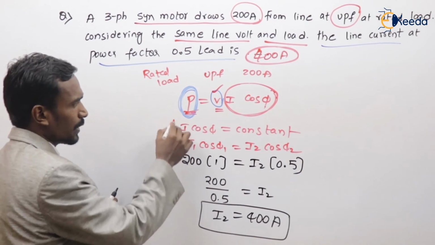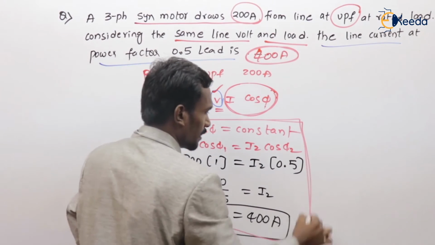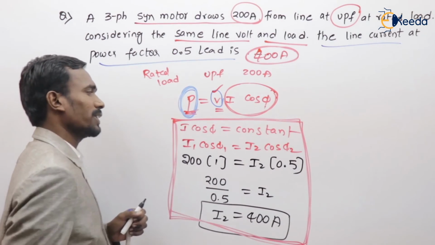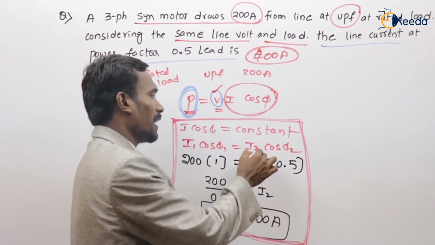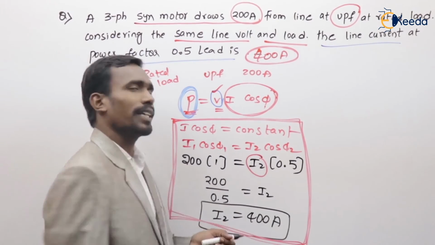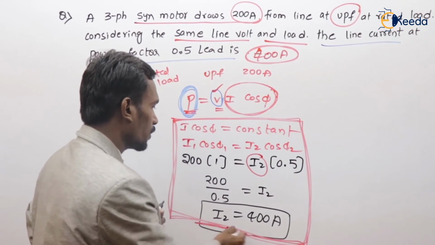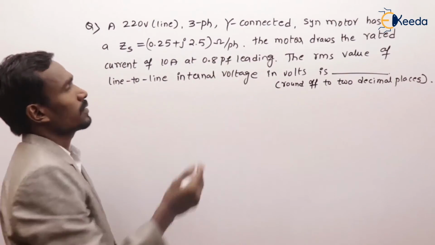So how can we find that? When the terminal voltage and the load are constant, Ia cos phi should be constant. Ia1 into cos phi 1 is equal to Ia2 into cos phi 2. Ia is given, cos phi is given, I2 we have to find out, and cos phi 2 is given. Substituting all the values, I2 is equal to 400 amperes. Next question, see here.